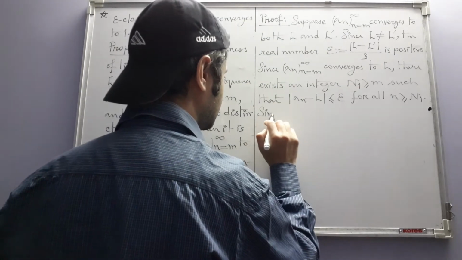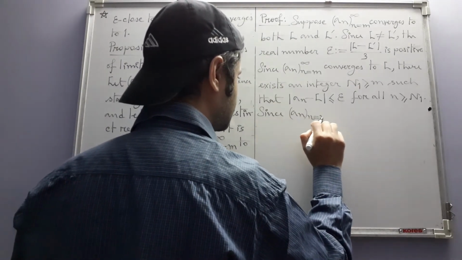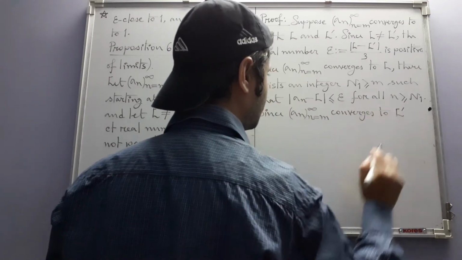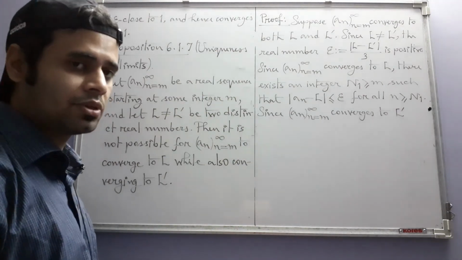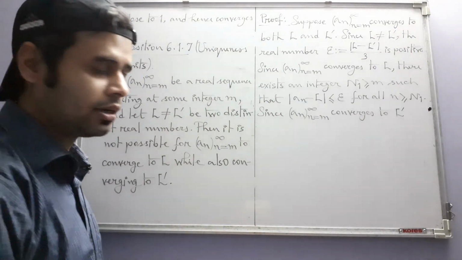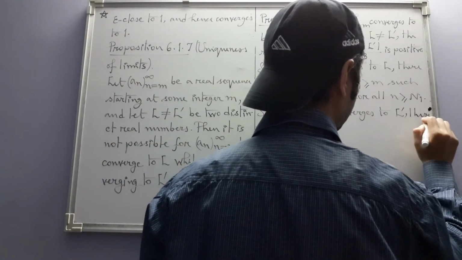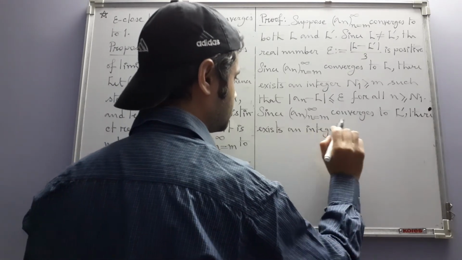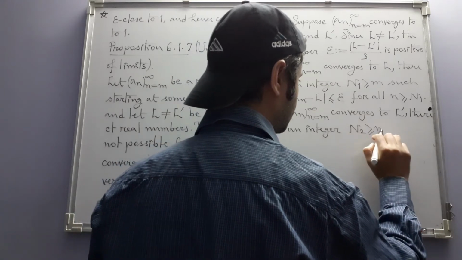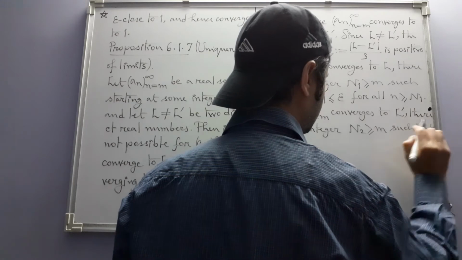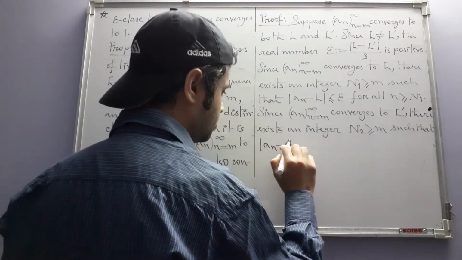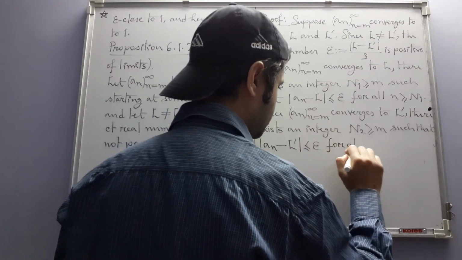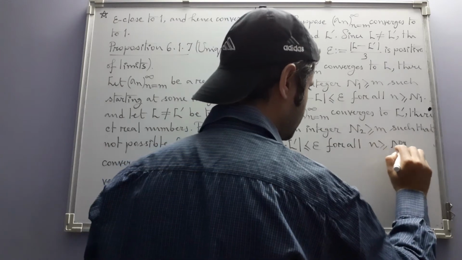Similarly, since the same sequence, according to our supposition, also converges to L prime, for that same epsilon, in this case also we will get some integer which we are going to call, say, capital N2. There exists an integer N2 greater than or equal to m, such that the distance between a_n and L prime is less than or equal to epsilon for all n greater than or equal to n2.